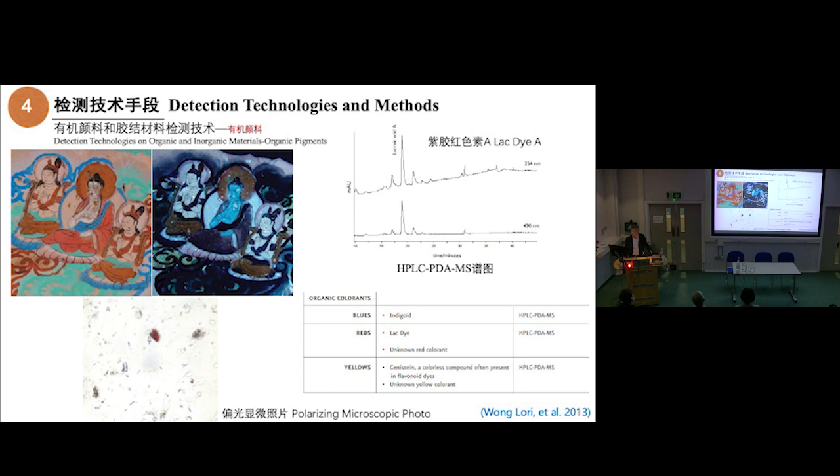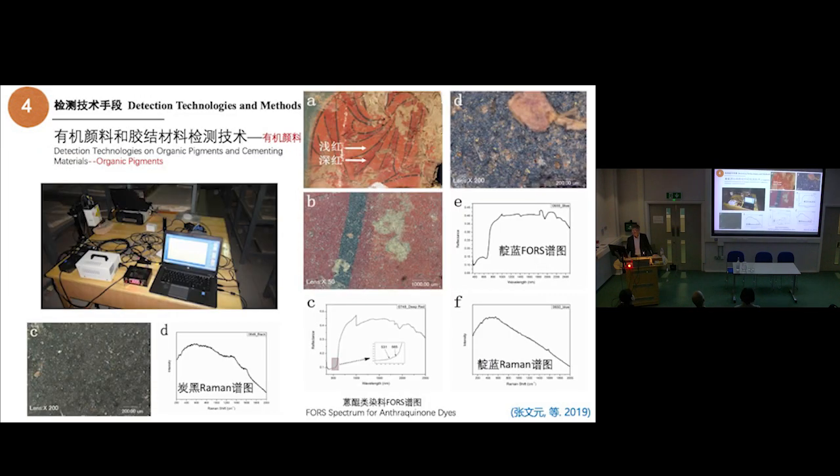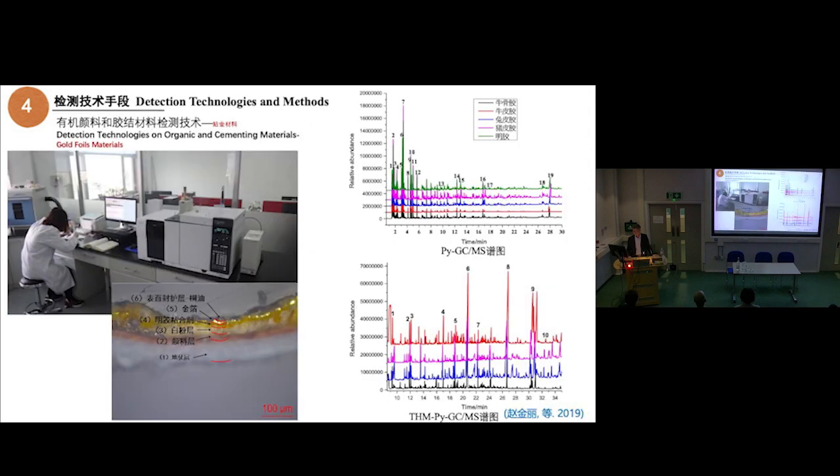This color, maybe it's black dark. Some we found is indigo and some other colorants, and carbon in the ink. So we also use HPLC and cross-section technique and SEM to find the organic and cementing material, gold foil material. This is a gold foil. Gold foil uses animal glue to attach to the wall paintings.